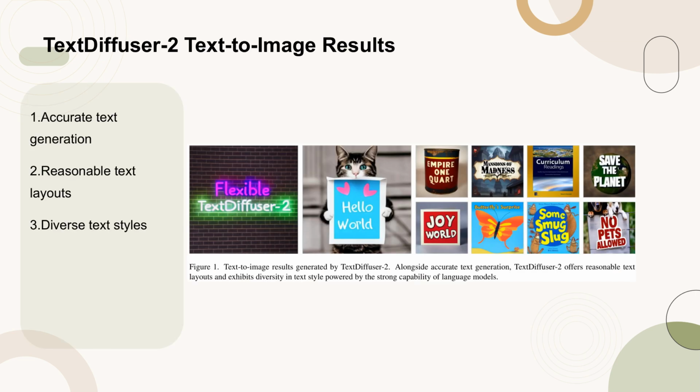Figure 1 showcases the text-to-image results generated by TextDiffuser-2. The figure highlights three main aspects: accurate text generation, reasonable text layouts, and diverse text styles. These capabilities are attributed to the strong language model integration within TextDiffuser-2, which enables the system to produce high-quality text images with varied stylistic elements and well-organized layouts. This demonstrates the model's effectiveness in leveraging language models to enhance text rendering tasks.